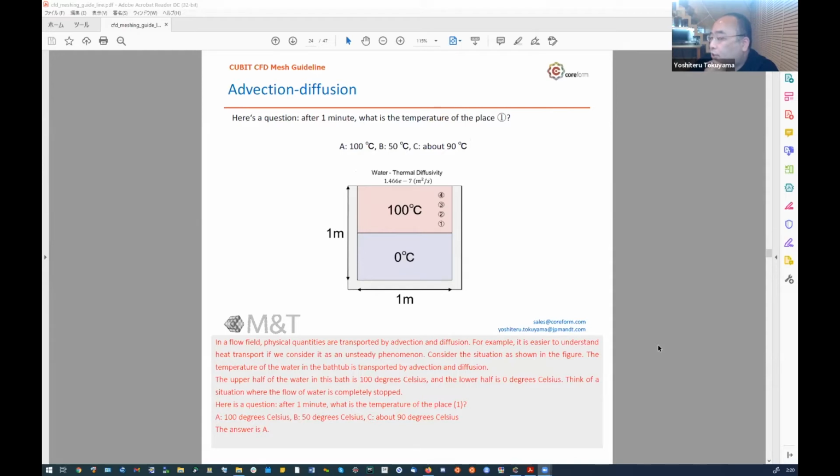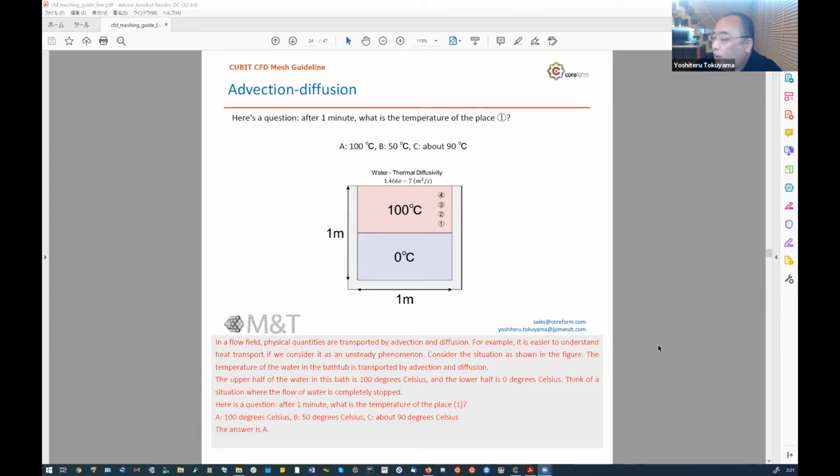Consider the situation as shown in the figure. The temperature of the water in the bathtub is transported by advection and diffusion. The upper half of the water in this bath is 100 degrees Celsius, and the lower half is 0 degrees Celsius. Think of a situation where the flow of water is completely stopped. Here is the one question. After 1 minute, what is the temperature of the place one?